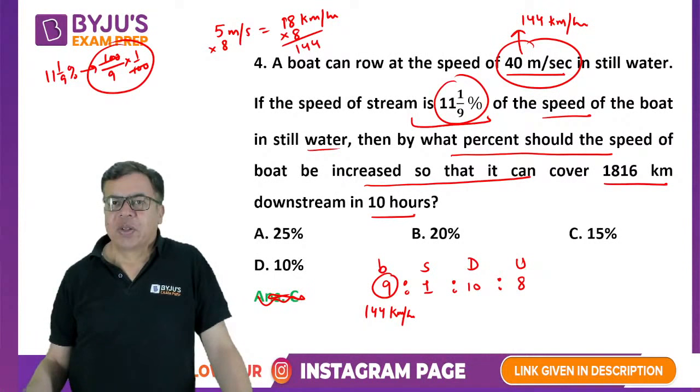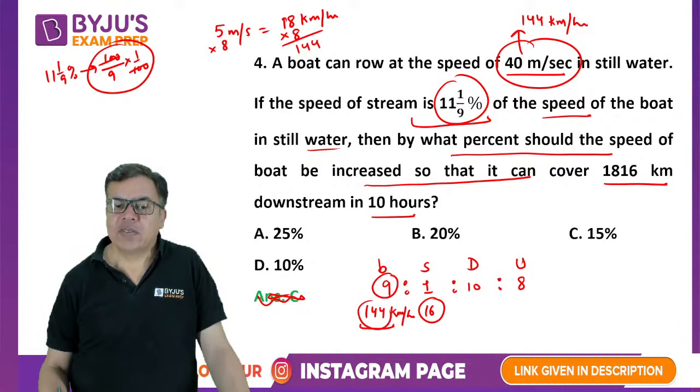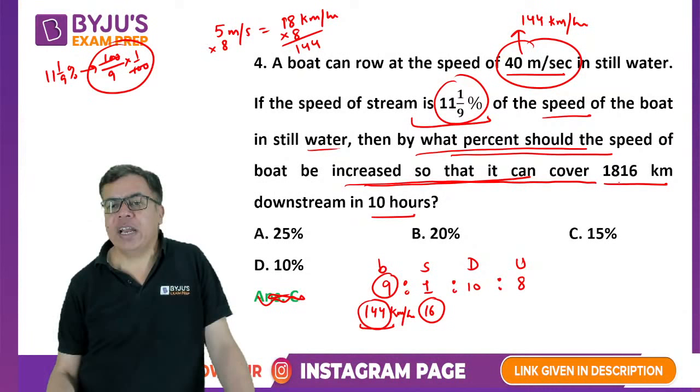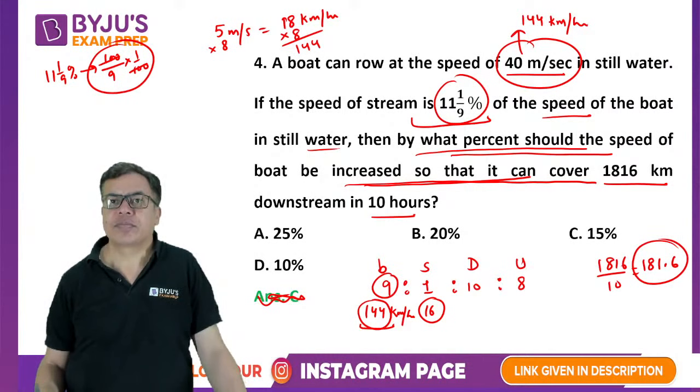Okay. Now you see that if this is 144, speed of the stream will be divided by 9, so it will be 16. If this is 144, this will be 16, right? Now he's saying then by what percent should the speed of the boat be increased so that it can cover 1816? Okay, see, 1816 divided by 10, the speed required, downstream speed required is this, right? But this is downstream.